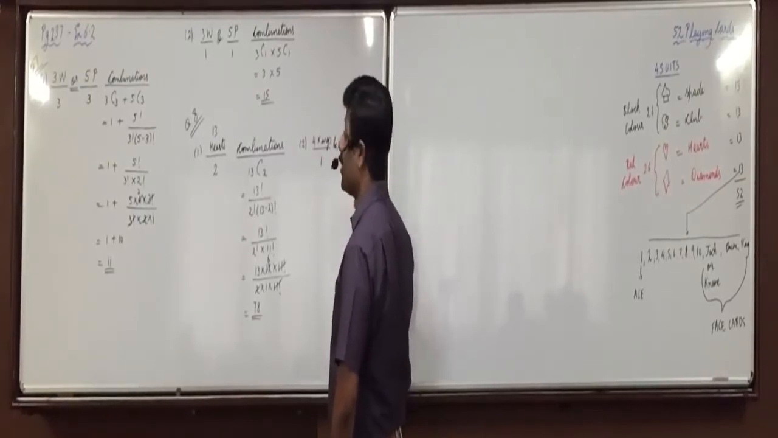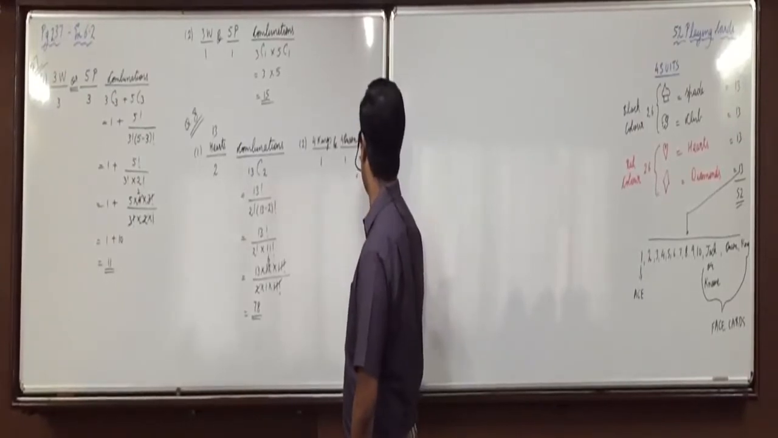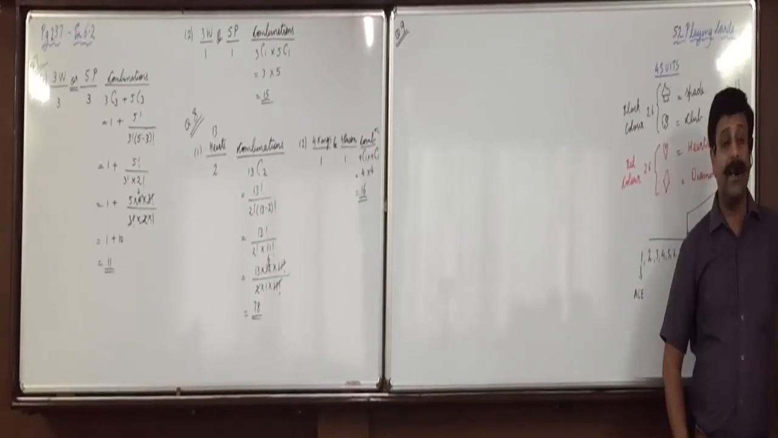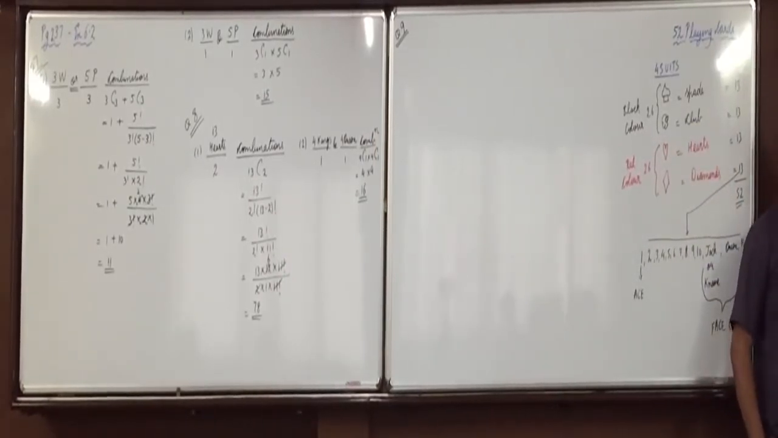Dhruvi, what is 4C1? 4. 4 into 4, that is 16. Did everyone understand this? Completed everyone? Look at question 9. Anyone still solving this 8?